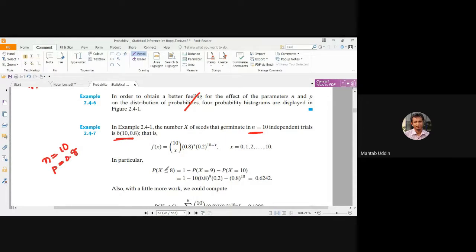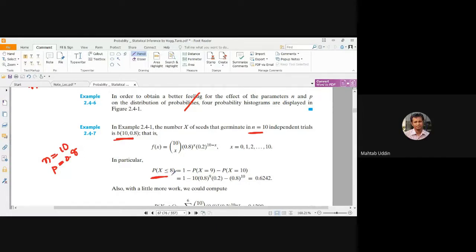Then they asked, what does this mean? X less than or equal to 8, that is, at most 8 seeds can germinate. Less than or equal means at most 8 seeds will germinate. So x equal to 0, 1, 2, 3, 4, 5, 6, 7, 8. It's tough, right?